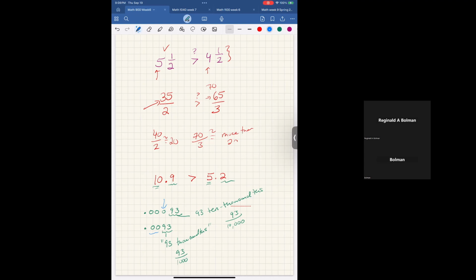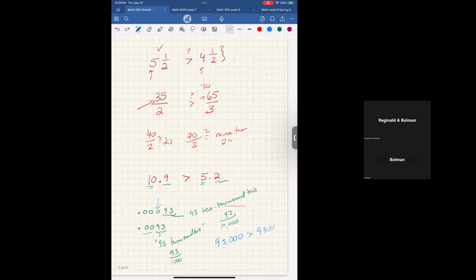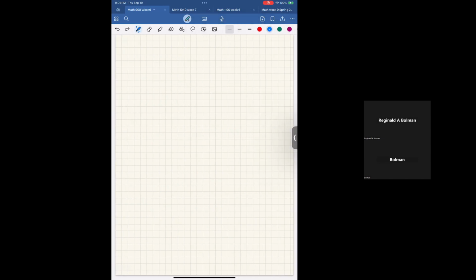Now, that's the opposite of what you would do with your regular counting system, right? Like you would say 93 followed by 3 zeros is strictly greater than 9,300 because the number of zeros represents this gigantic quantity. In this instance, it's 93,000 on the left-hand side, and on the right-hand side, we have 9,300. And I'd rather have $93,000 in my bank account over $9,300 in my bank account, all else being equal. So we just have to watch out for that little nuance, okay?